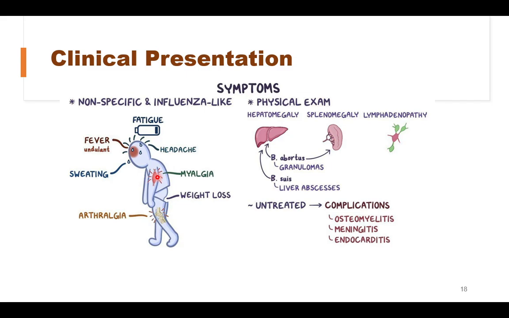Are you following? Then on physical examination, hepatosplenomegaly, lymphadenopathy. Now, depending on the strain you're dealing with, when you examine the patients, you take biopsies, you can find granulomas, or you can detect the presence of abscesses. And this condition is eventually fatal. If untreated, there are complications that could be life-threatening.